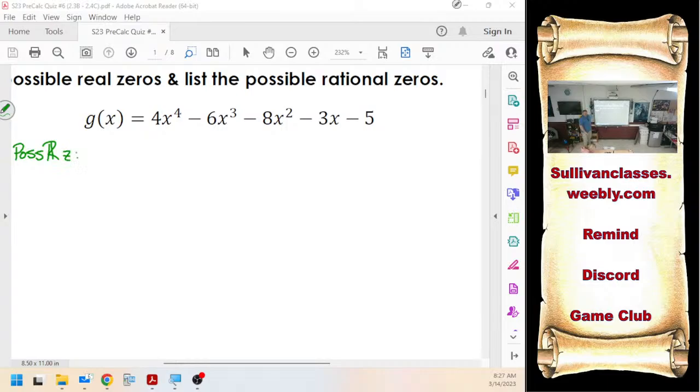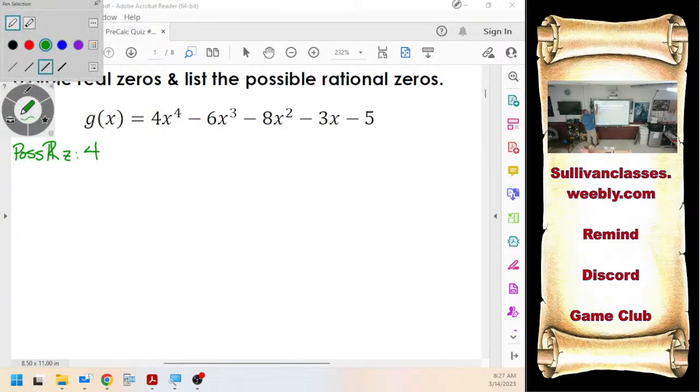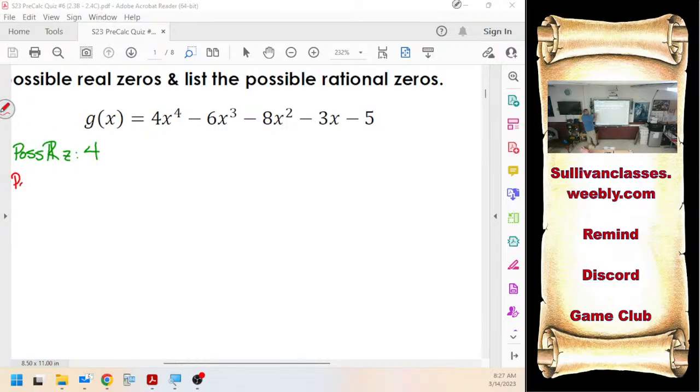How many real zeros could it have? 4. It's a degree 4. That doesn't mean it has to, but that's possible. Next up, the possible positive real zeros. How do I find the positive possibilities?